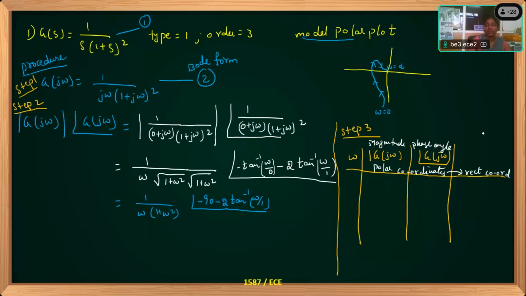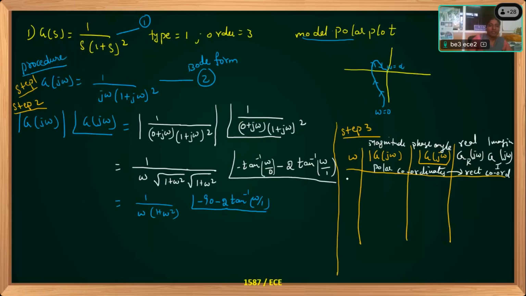Convert this to rectangular coordinates, where we will have the real part, real of G of j omega, and imaginary of G of j omega, which becomes the real and imaginary part.